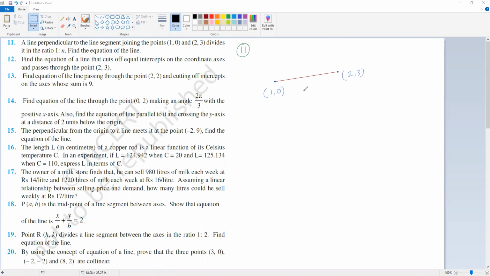A line perpendicular to the line segment joining the points divides it in the ratio. So a line perpendicular to this. It divides the line segment in the ratio 1 is to n. So find the equation of the line. So we have to find the equation of this line. What is its equation?